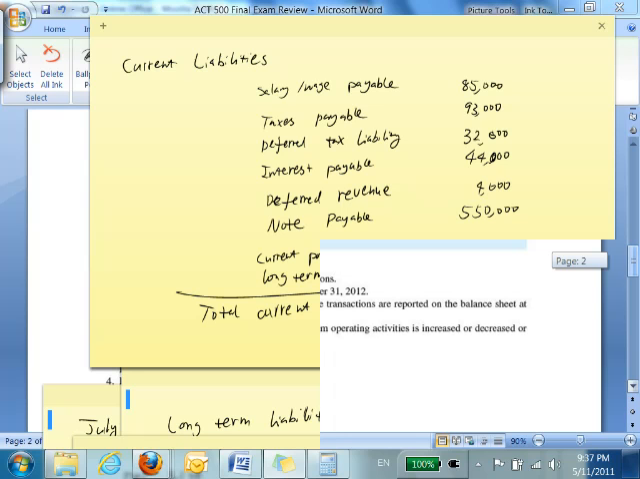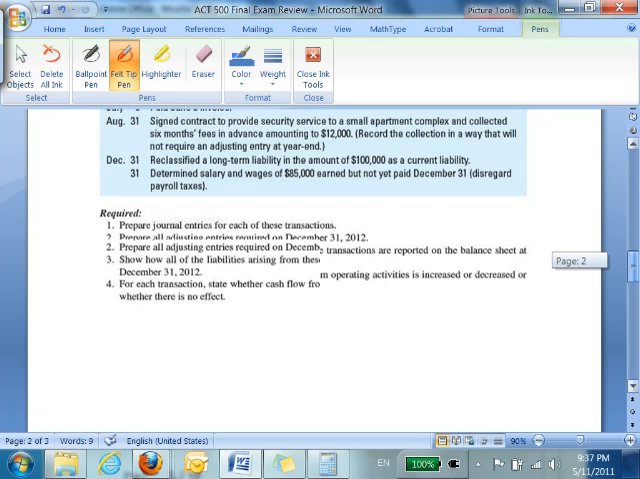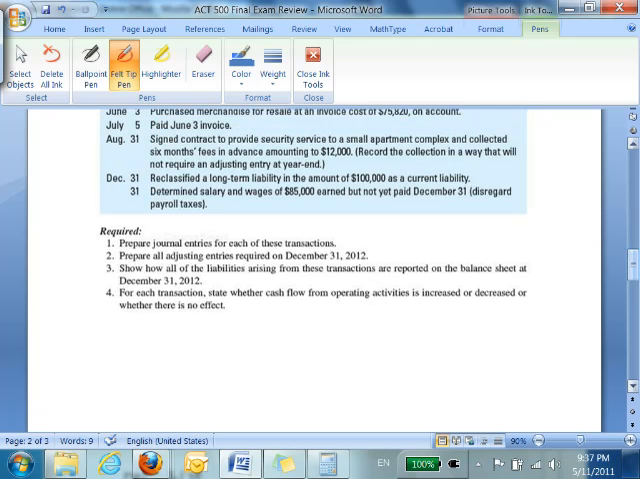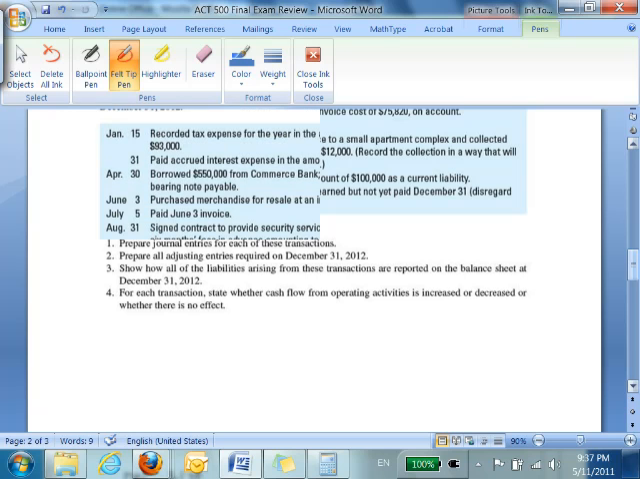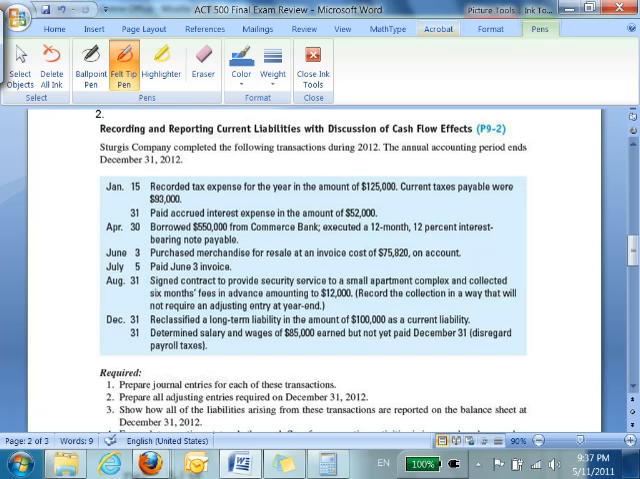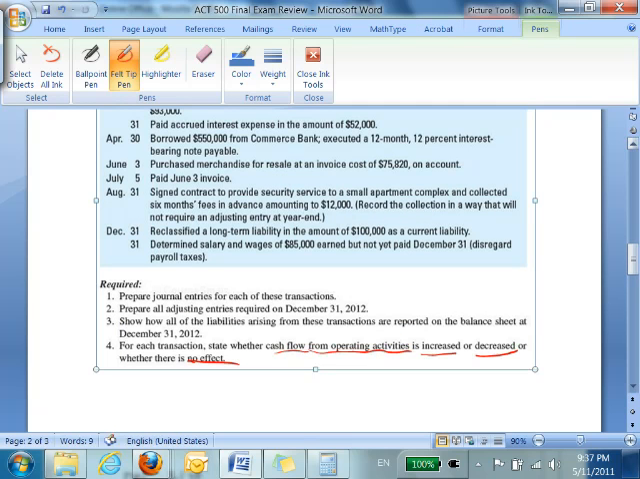Okay. Number 4. Each transaction state whether cash flow from operating activities is increased or decreased, or whether there's no effect. Okay, let's see. On January 15th, right? We are required to answer what? Cash flow from operating activities. Increase, decrease, no effect.